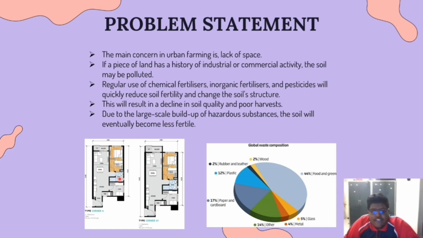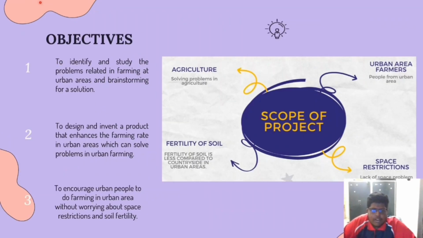The second is fertility of soil. Regular use of chemical fertilizers, inorganic fertilizers, and pesticides will reduce the soil fertility and change the soil structure. In the second picture, we can see the global waste composition which is found in soil. The rubber, plastic, paper, metal, glasses are also found in soil. This makes the soil less fertile than in the countryside. In the countryside, the soils are much more fertile because the pollution rate in the countryside is very low compared to the urban areas.